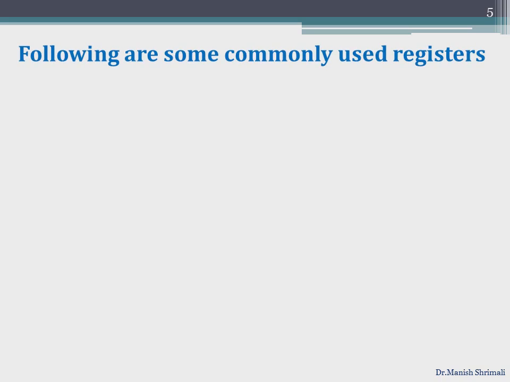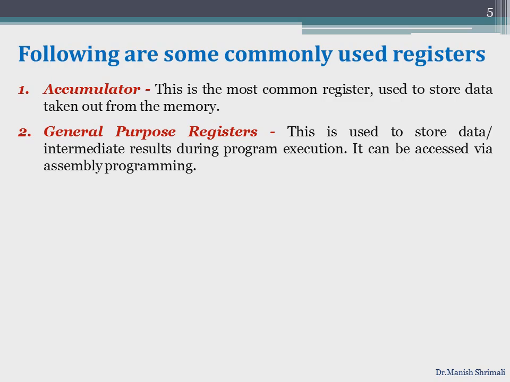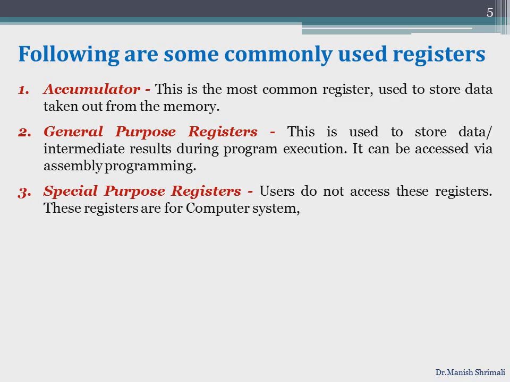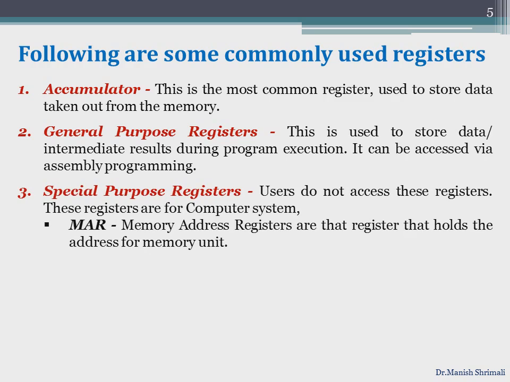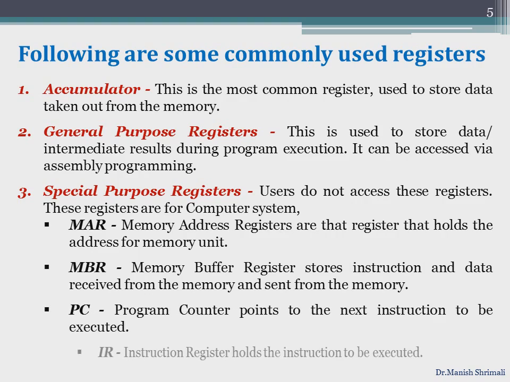These are some commonly used registers in our computer system. We have the accumulator, general purpose registers, and special purpose registers. In special purpose registers we have the memory address register, memory buffer register, program counter, and the instruction register. The accumulator is the most common register used to store the data taken out from the memory. The general purpose registers are used to store data and intermediate results during program execution, and they can be accessed via assembly programming.